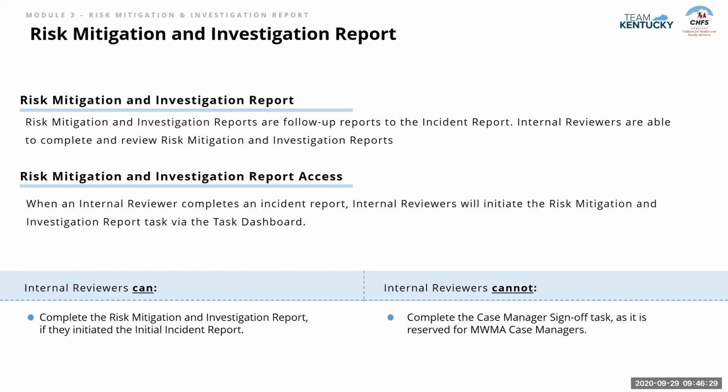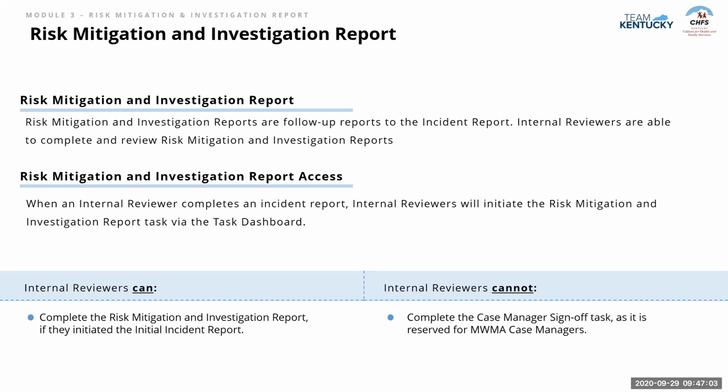The risk mitigation investigation is a follow-up report to that initial incident report. Internal reviewers are able to complete and review risk mitigation and investigation reports. When an internal reviewer completes an initial incident report, the internal reviewer would initiate that risk mitigation investigation report task via the task dashboard. We'll show you what that dashboard looks like in just a second. Internal reviewers can complete the report if they initiated the initial incident report.